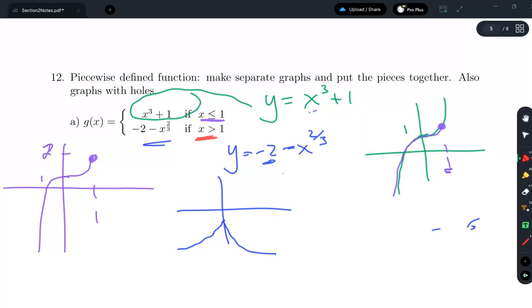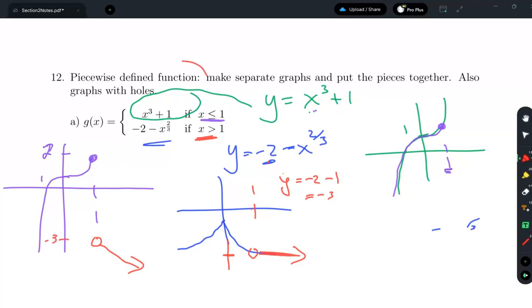We want the part of the graph where x's are bigger than 1. So bigger than 1 is here and out that way, right? So here and out that way. What y value would that be? So I would plug x equals 1 into here. So I would get negative 2 minus 1, right? So that would give me negative 3. So that's where that y value is.